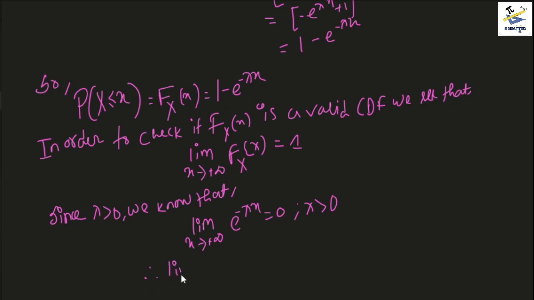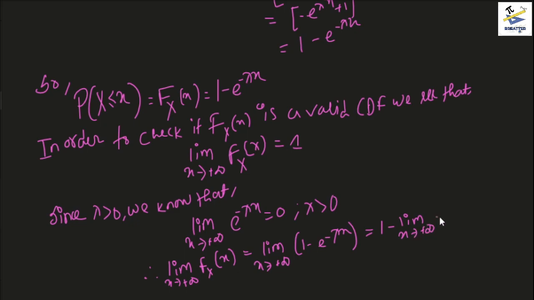Therefore the limit as x tends to positive infinity of capital F of x, which is the CDF, is equal to the limit as x tends to positive infinity of 1 minus e to the power minus lambda x, and this is in turn equal to 1 minus the limit as x tends to positive infinity of e to the power minus lambda x, which gives you 1, because as we already told you, e to the power minus lambda x as x tends to positive infinity is 0 whenever lambda is positive. So this completes the part for CDF, and that is the CDF for the exponential distribution.